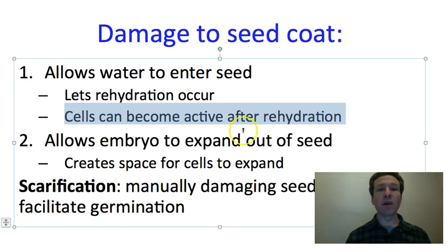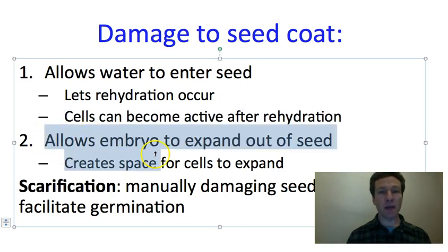Additionally, the embryo needs water in order to be able to expand, and it needs its cells to expand if the embryo is to grow. And so by allowing water inside, this is going to help cells expand, and by expanding, eventually the embryo will be able to break open the rest of the seed coat and grow outside of it.